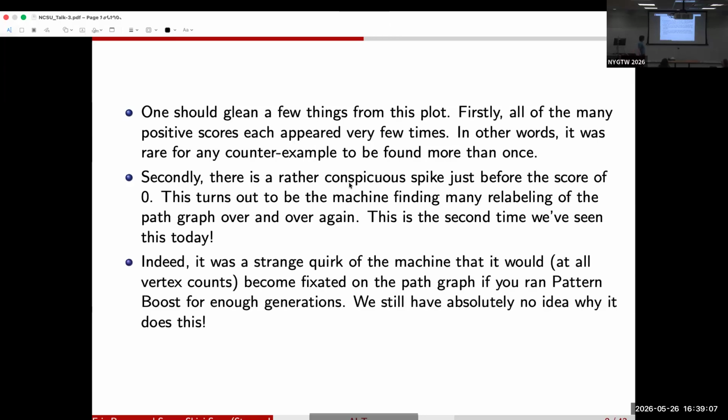Indeed, it was a strange quirk that at all vertex counts, to be clear, it wasn't like this was less prevalent as n got bigger. At all vertex counts, it became fixated on the path graph if you ran PatternBoost for enough generations. We still don't have any formal explanation, but this idea that it zoned in on the path as being a good starting point for optimization is something I have never thought of before. But otherwise, we don't have any formal explanation for why this happened.